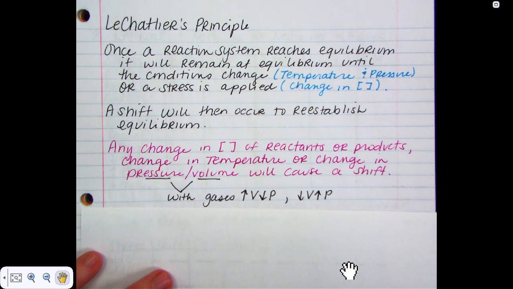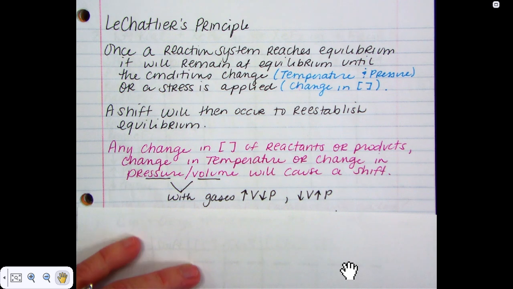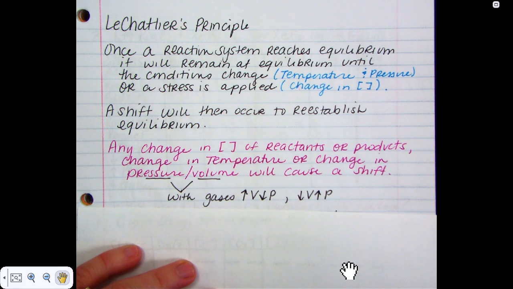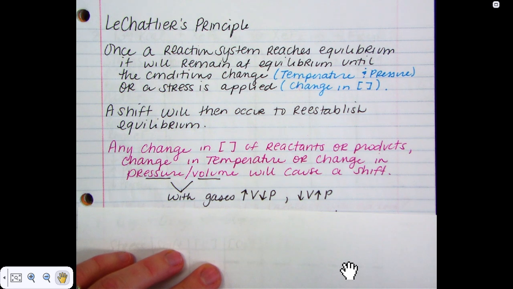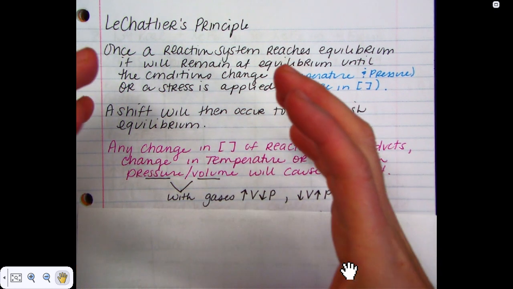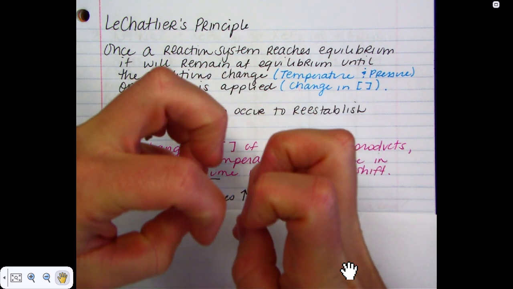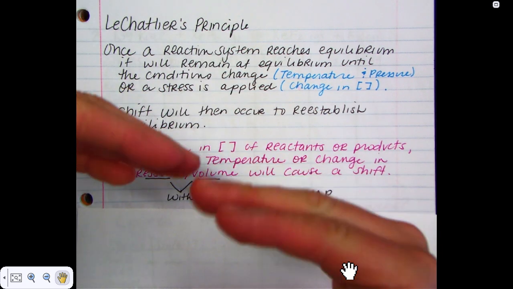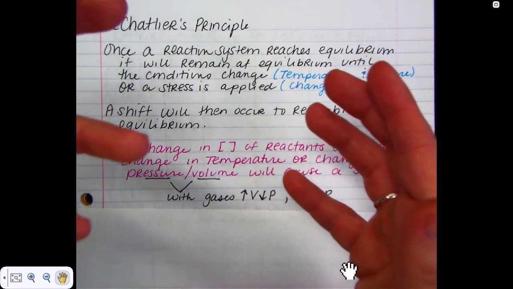So any change in the concentration, remember these square brackets mean concentration, of a reactant or a product, or a change in temperature, or a change in pressure or volume will cause a shift. And I say pressure or volume because remember, especially with gases, pressure and volume are very closely related. So think about it in terms of if I had a closed sealed container, and if I squeezed that container and increased the pressure, I'd be decreasing the volume, which means everything inside of that container now has less room to move around. And if it's gases, that means those moles have less space to move.